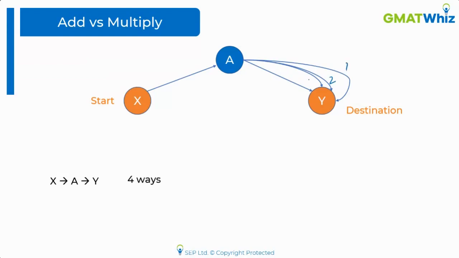So there is path 1, path 2, path 3, path 4. I can take any one of them. So basically there are 4 ways to go from X to Y via A.